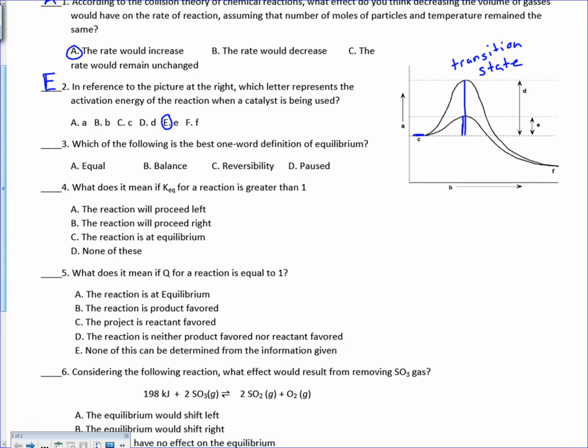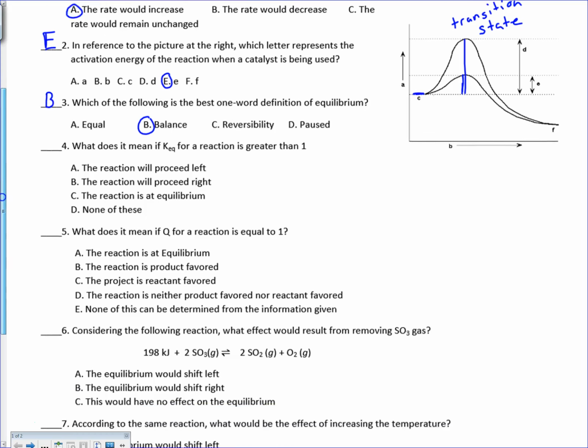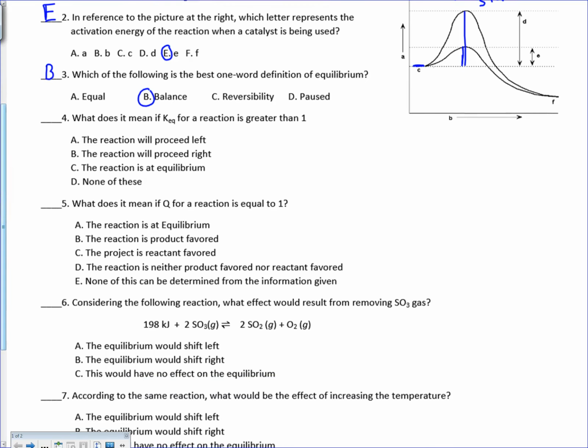Which one word best defines equilibrium? I've talked about this a number of times in class, so hopefully you know that it is balance. So that one is B. This next one says, what does it mean if Keq of a reaction is greater than 1? There are 6 things on your review that you should be familiar with. If Keq is greater than 1, it means that the equilibrium is product favored, meaning there are more products than reactants at equilibrium. If you look at this, none of these say that, and so D is the correct answer.